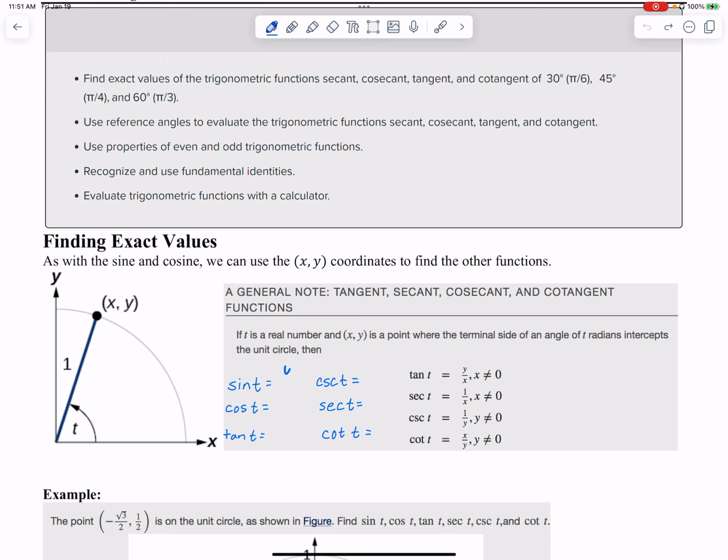Sine, we said that was y over r. Cosine was x over r. Remember, r is the length of the hypotenuse, or if we're talking about a circle, it'll be the radius. Okay, those are two ratios that we're used to.